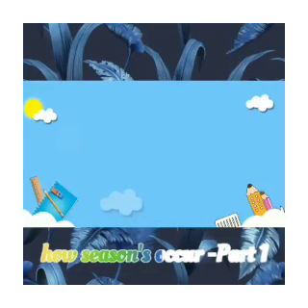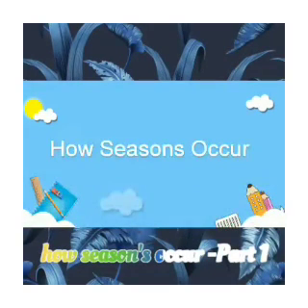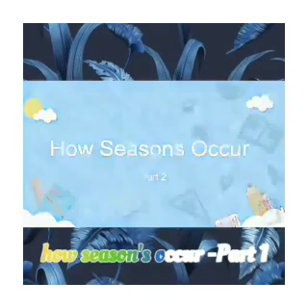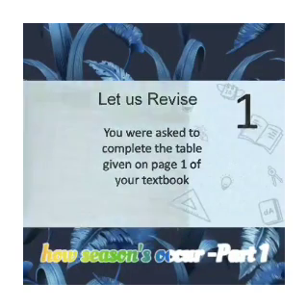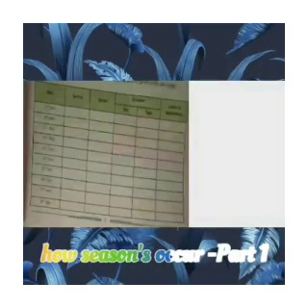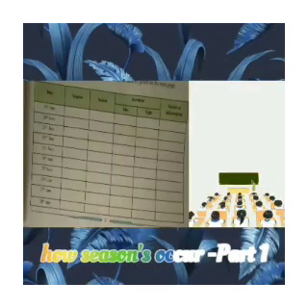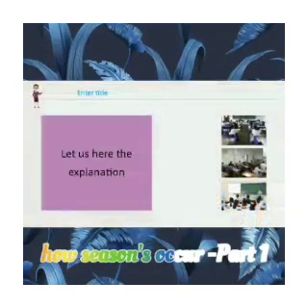Seventh Geography, How Seasons Occur. Lesson 1, Part 2. Let us revise. You were asked to complete Table 1 given on page 1 of your textbook. I hope, students, you have done it. Here is the image of Table 1 which was provided on page 1 of your textbook. Let us hear the geographical explanation to it.